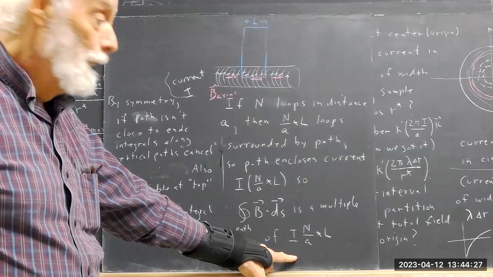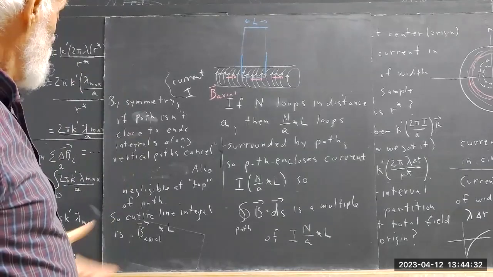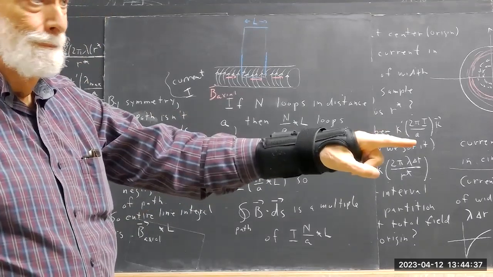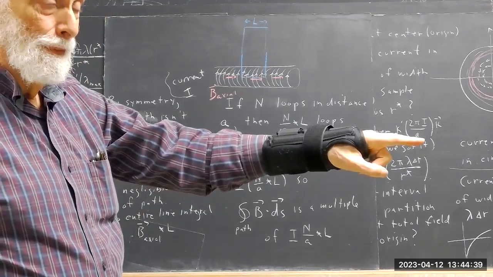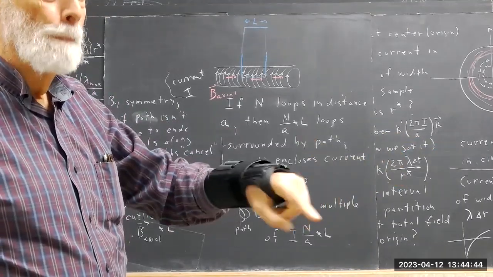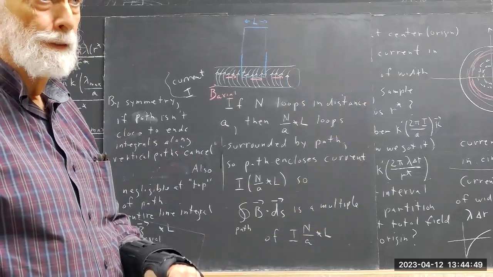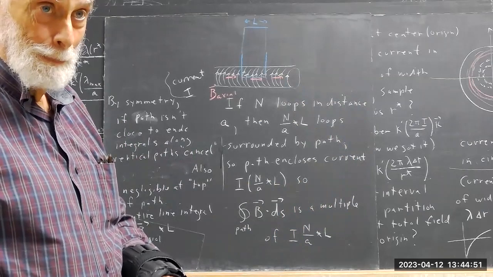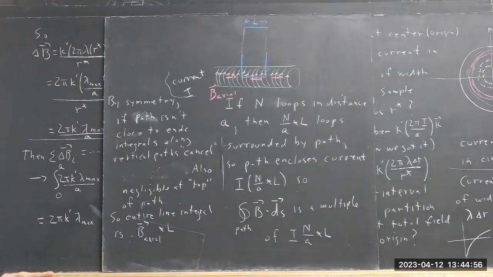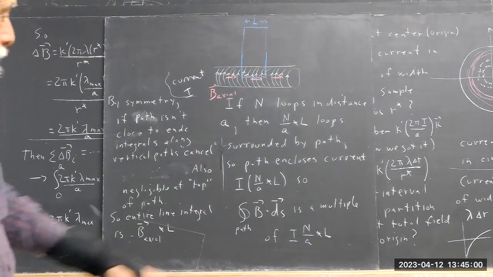To figure out what that multiple is, all we've got to do is think about a single wire. A thin wire carrying current I. What's the magnetic field of that wire at distance A? That's fairly easy to do. There's an integral, there's a formula. So you can figure out what that multiple is.